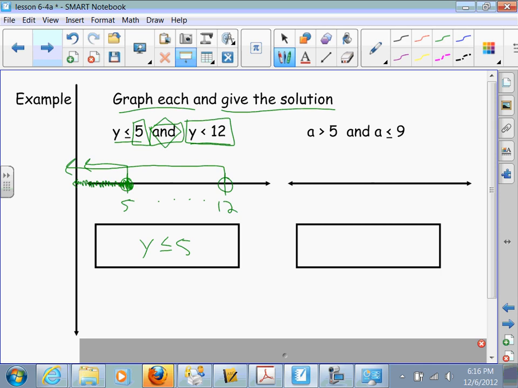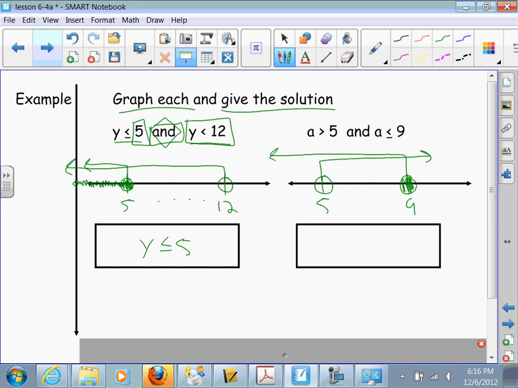Next example here. I have a is greater than 5. So I'm going to graph 5, and a is going to be greater than it, and that means I'm going to the right. And a is less than or equal to 9. So here is 9. Again, no numbers in between, I don't need them. Fill in my circle, since a is less than or equal to that, so I've got my circle filled in for the equal to part, and my arrow is going to the left.